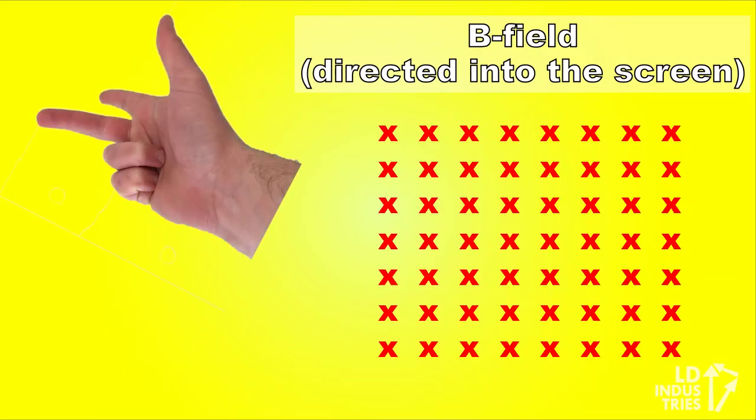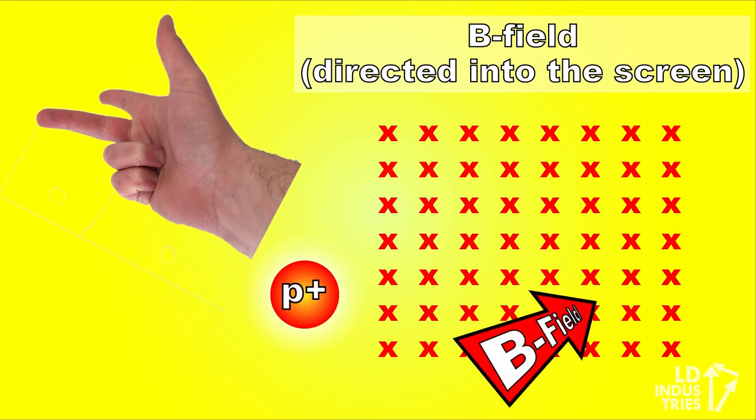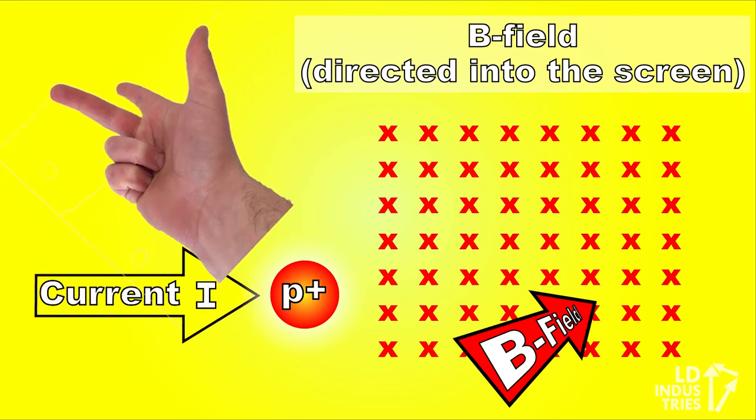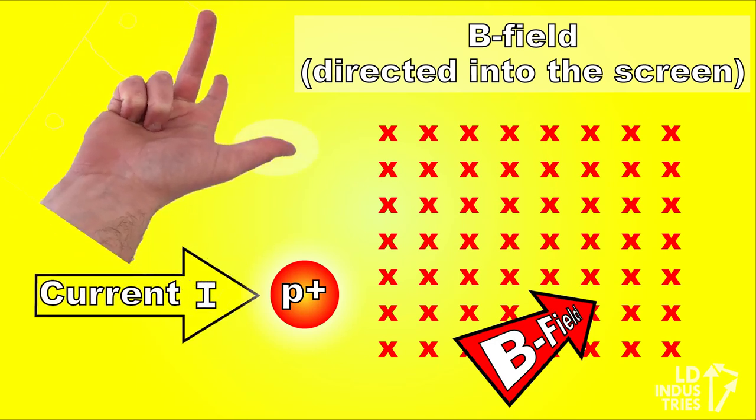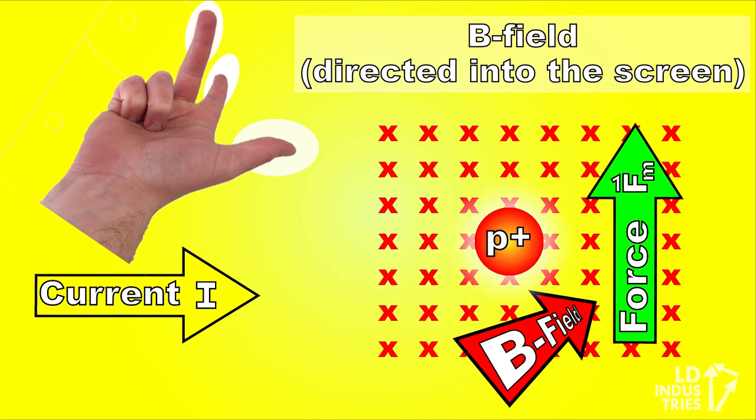I can use my right hand to describe what's happening as this positively charged proton moves into a magnetic field directed into the screen. Here my current will be going to the right, so I'm going to point my thumb of my right hand in that direction. The magnetic field is into the screen, so I'm going to put my pointer finger into the screen, and I get a magnetic force going upwards. Therefore, that positive particle will curve up in the magnetic field.